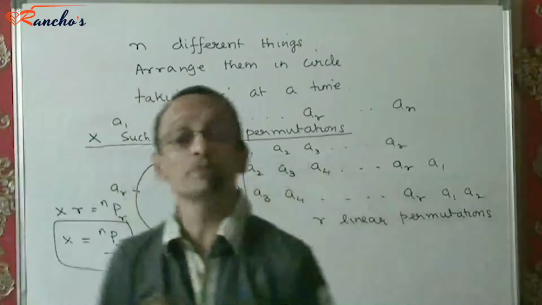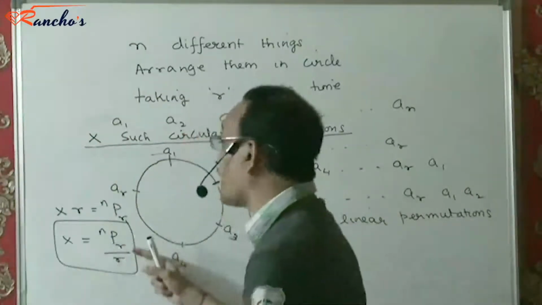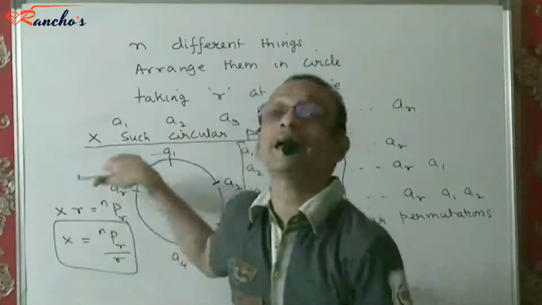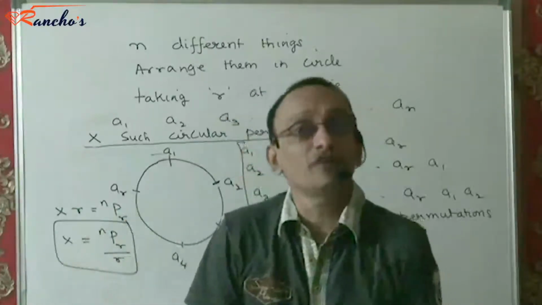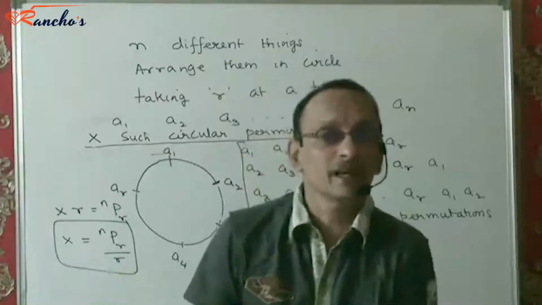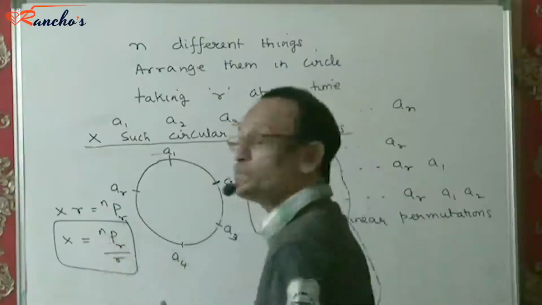So the number of permutations of n different things taken r at a time along a circle would be nPr by r. Not all at a time. If it was all at a time, it would have been n minus 1 factorial. But taking them r at a time, it becomes nPr by r.